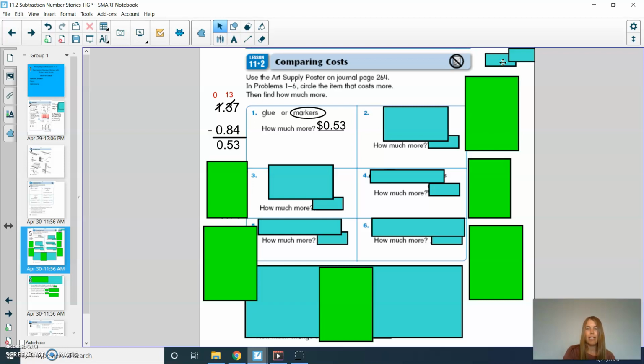So boys and girls, I would like you to try solving problems 2 through 6 on your own, and then press play when you're ready to hear the answers.